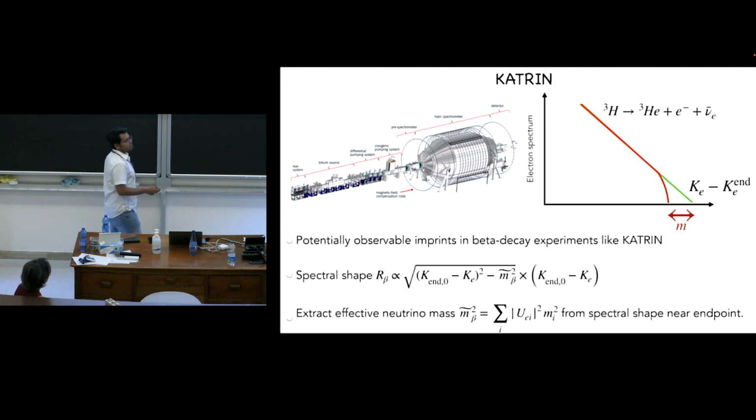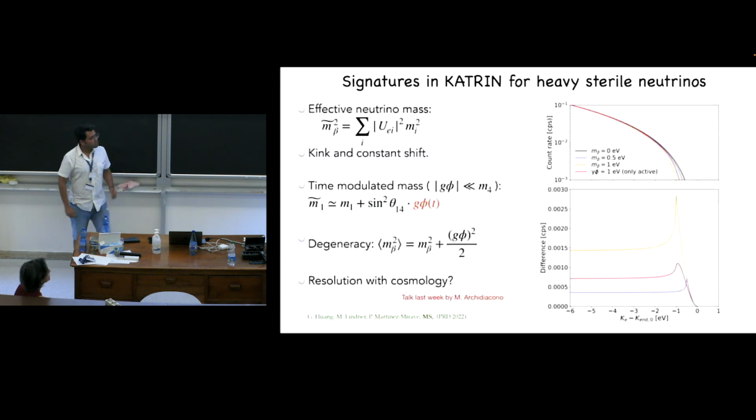So this deviation from the endpoint is essentially characterized by this quantity, the effective mass square, which is basically a combination of the mixing matrix square times the vacuum mass square. And KATRIN is sensitive to this particular quantity. So let's first assume there is no coupling to dark matter and so on, and let's try to understand what KATRIN is actually expected to see.